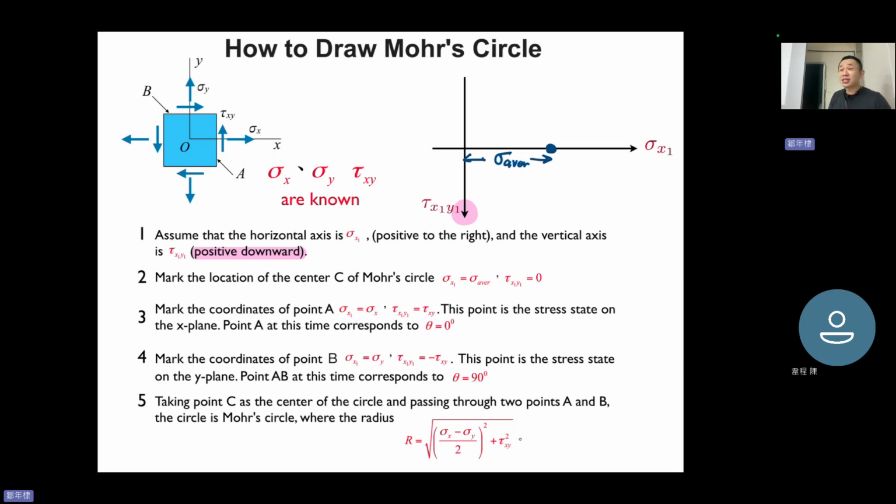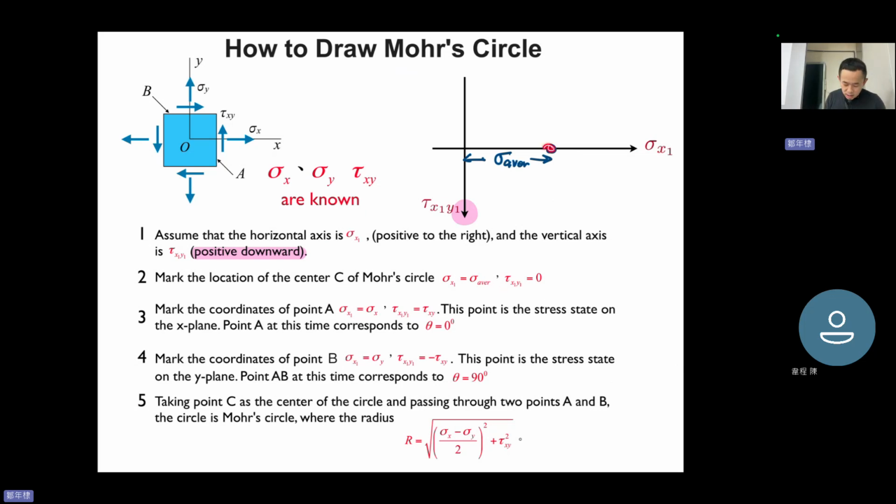Okay, because plane stress will always give you this circle on the axis sigma x1. If you are not in plane stress, your circle will go to a different height, so it will become difficult. All right, so this is the basic. So sigma x1 equals sigma average, and tau x1 y1 is just 0.